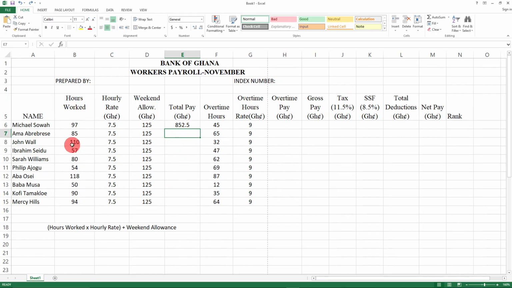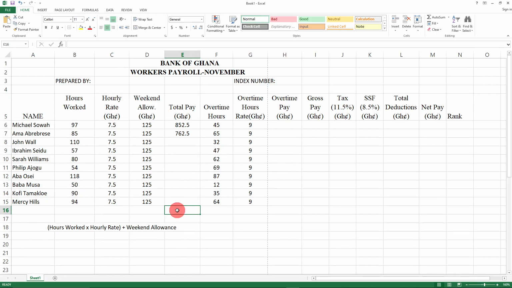Yeah, so let's do for Ama Abebrese. Ama Abebrese, the hours worked is 85, and the hourly rate is 7.5. Weekend allowance is 125. Yeah, so this one too, let's use the first option. So the first option is equal, to use the numbers, which is 85 by 7.5. You close the bracket plus 125, and then you hit enter, and then you've gotten your answer.